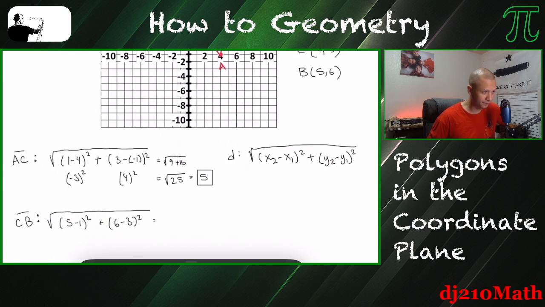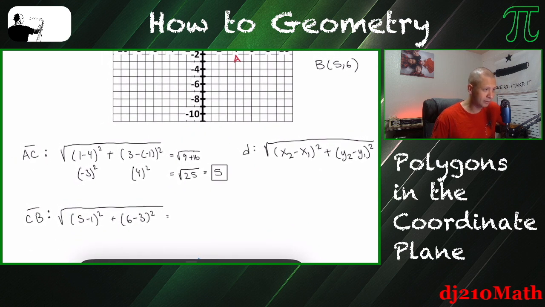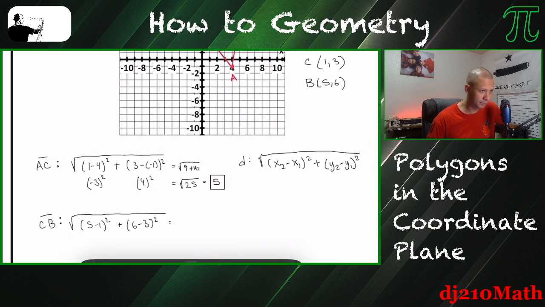All right, so what is the length of line segment CB? Again, here's the equation, the difference in x's squared, so 5 minus 1 squared plus 6 minus 3 squared. 5 minus 1 is 4. 6 minus 3 is 3. So it's going to be 4 squared plus 3 squared. Again, 4 squared is 16. 3 squared is 9. Square root of 25. And we see that it's 5.